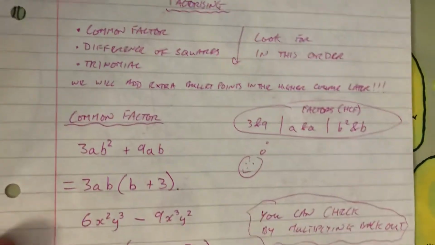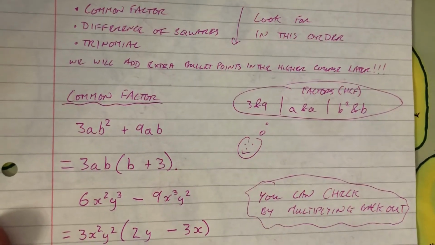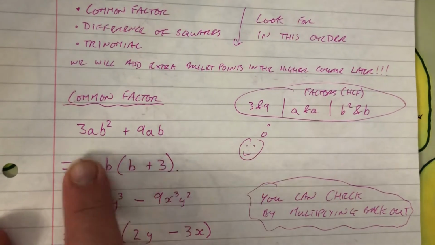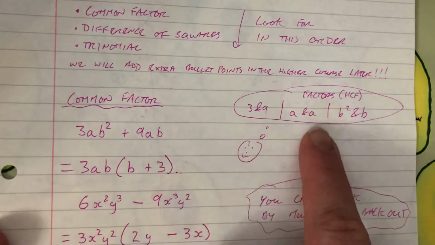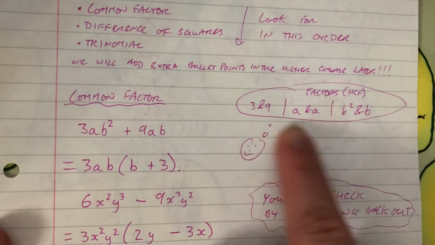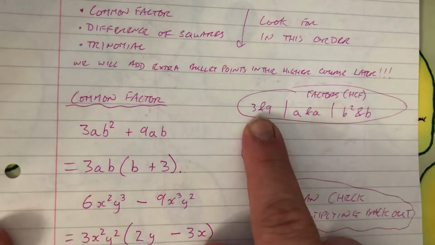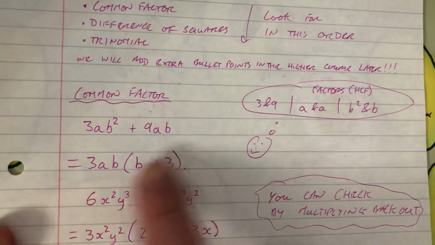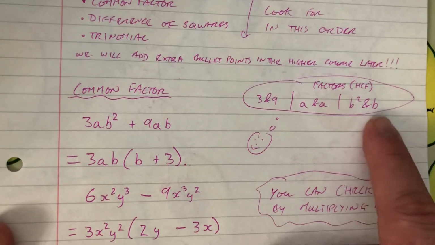So common factor, what we're looking at is we've got 3ab squared plus 9ab. So we're looking at the number factors, the a factors and the b factors. So we're looking at the highest common factor of those. The highest common factor of 3 and 9 is 3. The highest common factor of a and a is a. And the highest common factor of b squared and b is b.